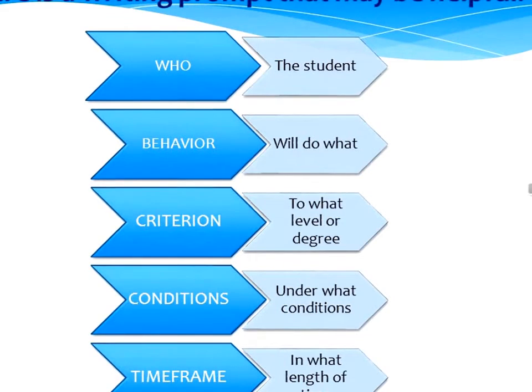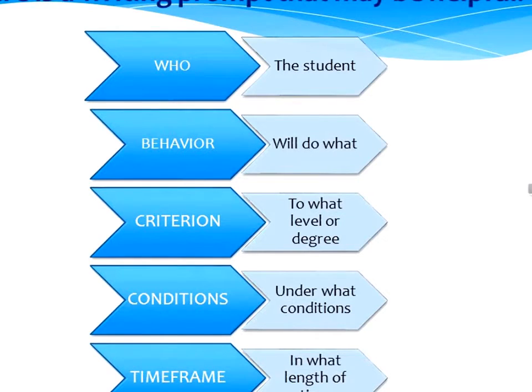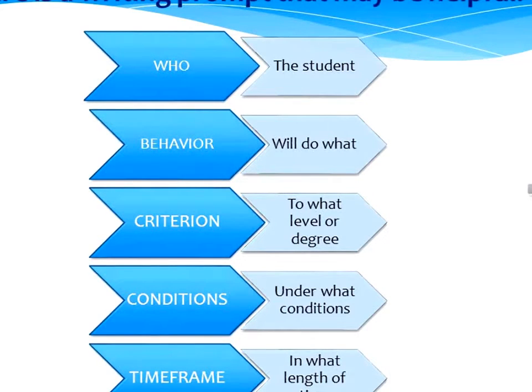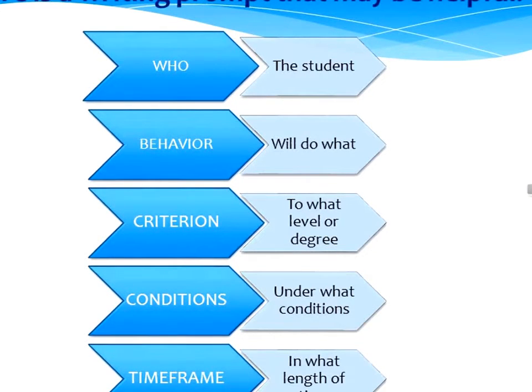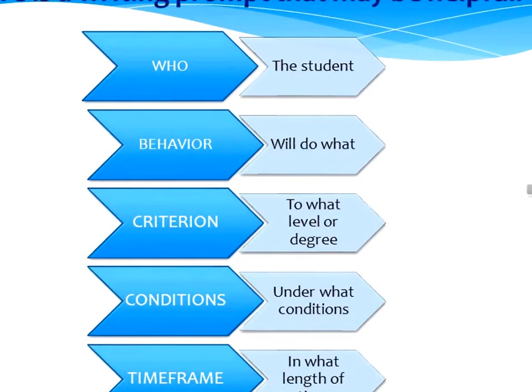Getting started on writing goals can be difficult. Here is a writing prompt that may be helpful. On the left-hand side, we have who, behavior, criterion, conditions, and time frame. And then on the right, we have the student will do what, to what level or degree, under what conditions, and in what length of time.